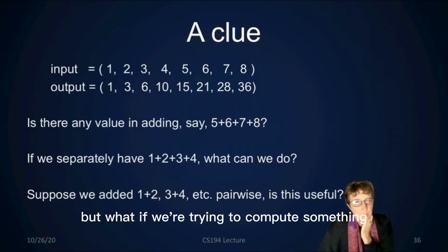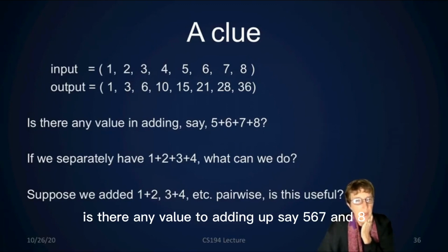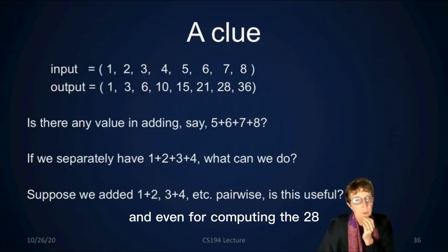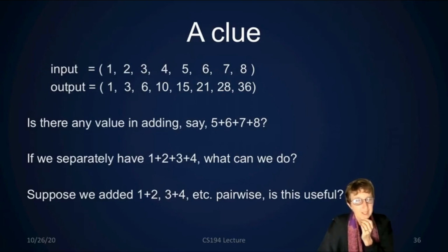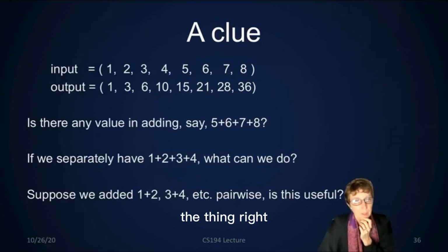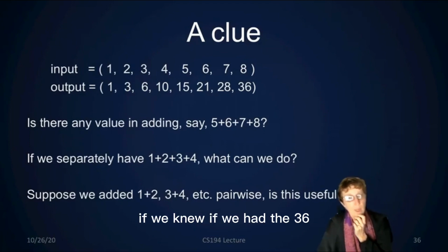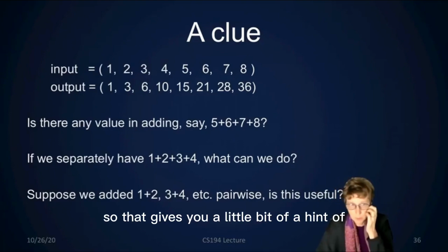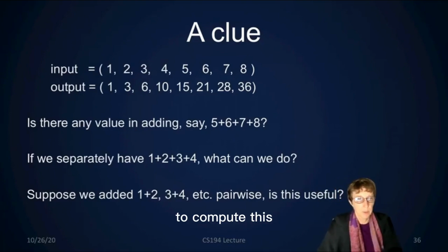But what if we're trying to compute something over here on the right? Is there any value to adding up, say, 5, 6, 7, and 8? Well, that sum is certainly useful for computing the 36 over here. We're going to need that. And even for computing the 28, it might be useful, because we can subtract off the 8. If we had the 36, we could subtract off the 8 and get the 28. So that gives you a little bit of a hint of how we're going to compute this.